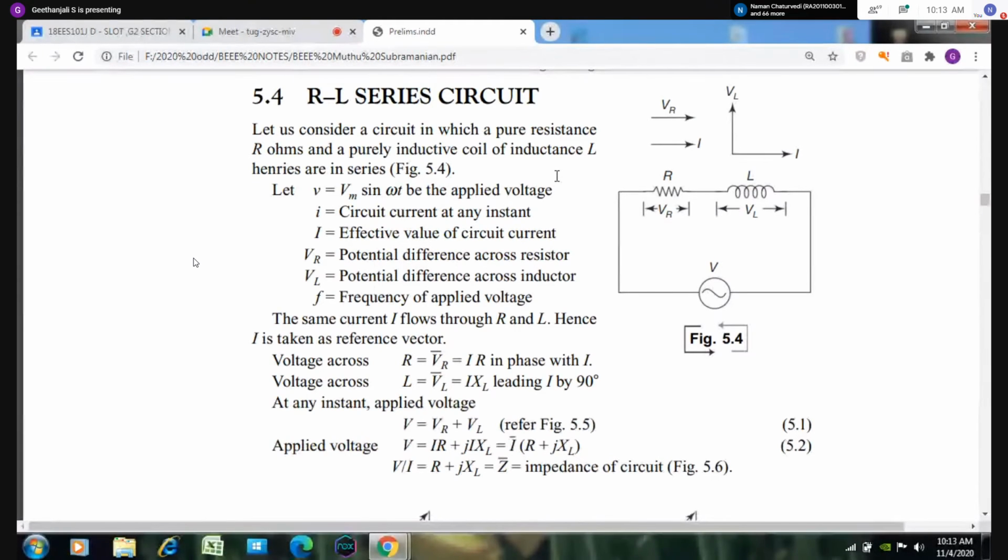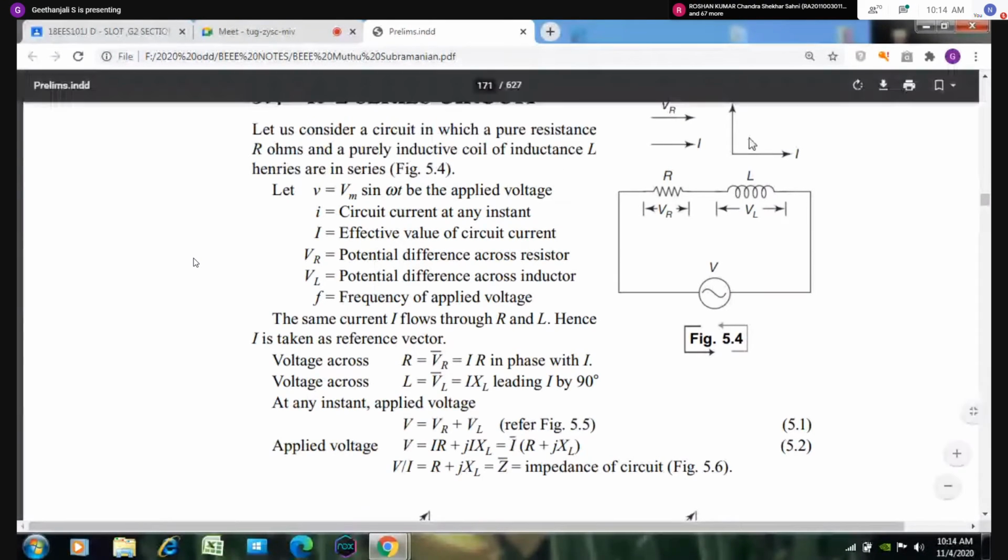So, RL circuit. We know the expressions and relationship between the voltage and current for the pure R circuit and pure L circuit. Now we are connecting both R and L in series. We are going to see the relationship between the voltage and current for this RL series circuit, as well as the power. Then we go to the final expressions for the average power, instantaneous power, and apparent power. From the final expressions of power as well as voltage, we are going to solve the problem. That only we are going to do today.